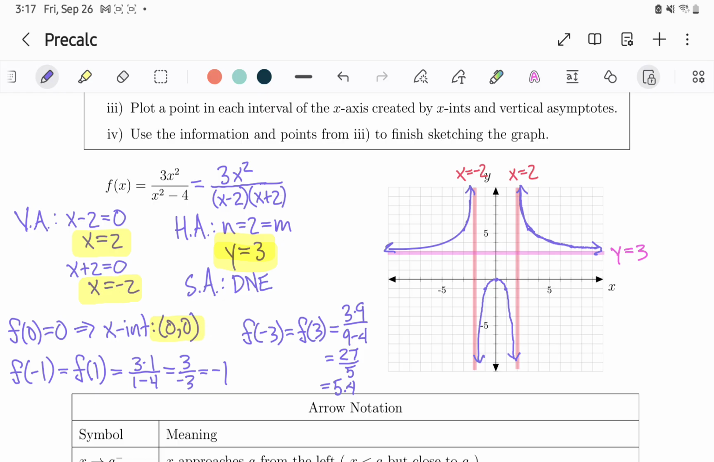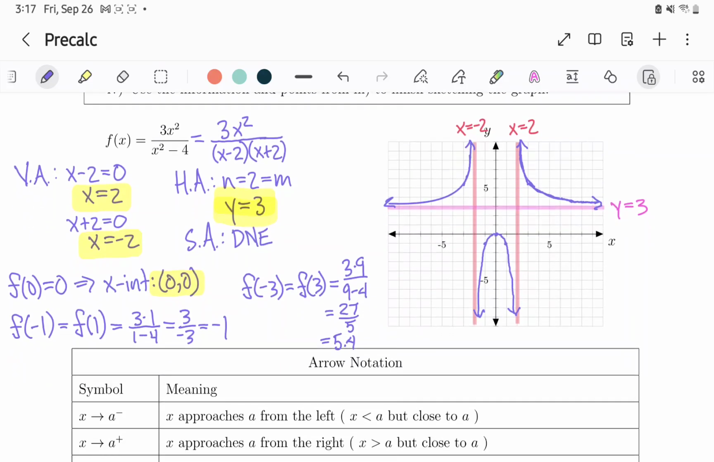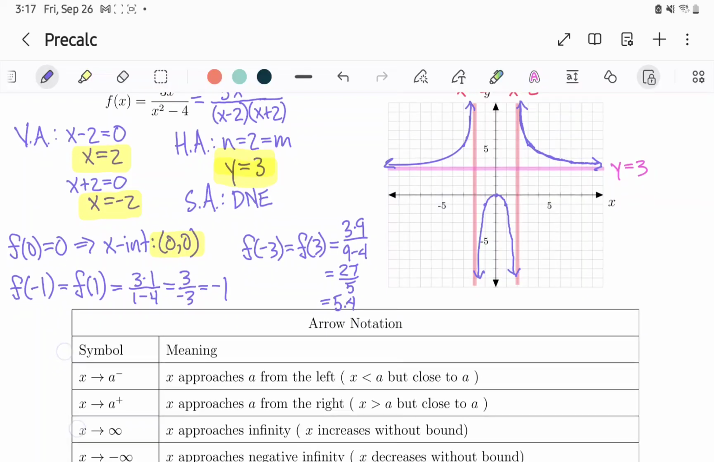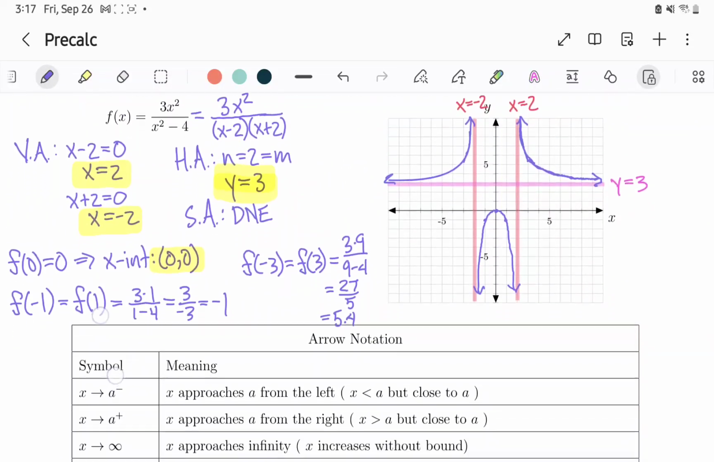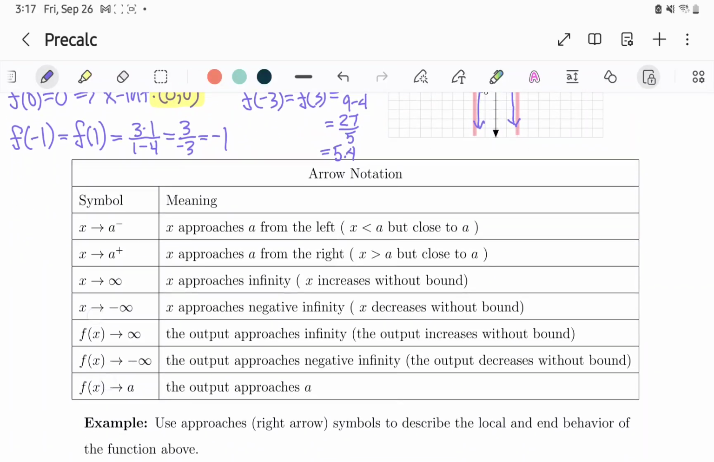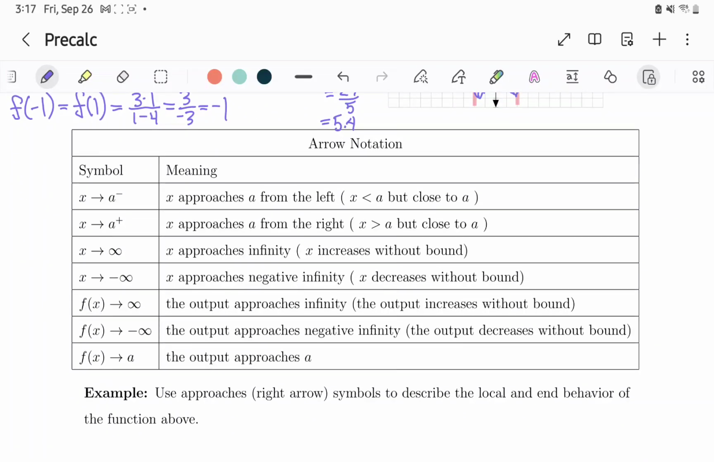I'll be happy with that. Okay. So there is a continuation to this example, but first we are going to discuss the arrow notation.